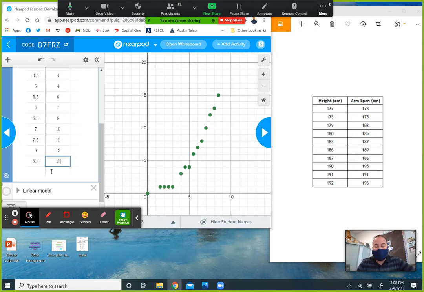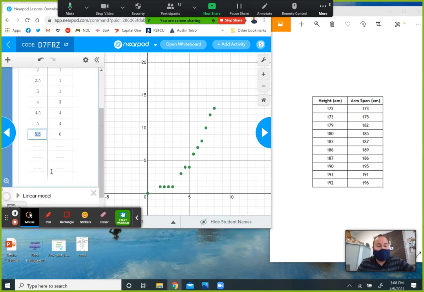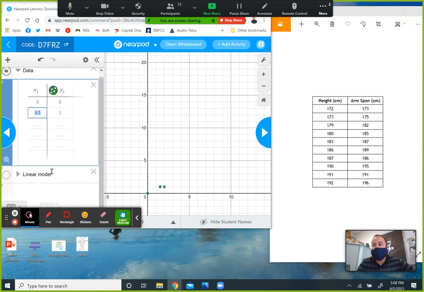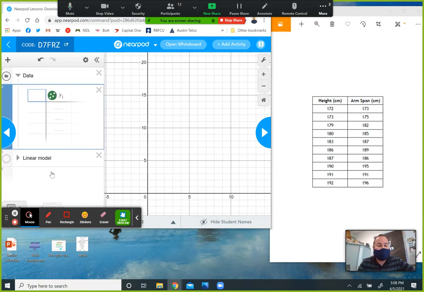And here's what you're going to do. You're going to hit backspace over and over again until it clears out all the box. Keep hitting backspace until it clears it out. Oops. If you cleared out the top, just make sure you put X1 in there.